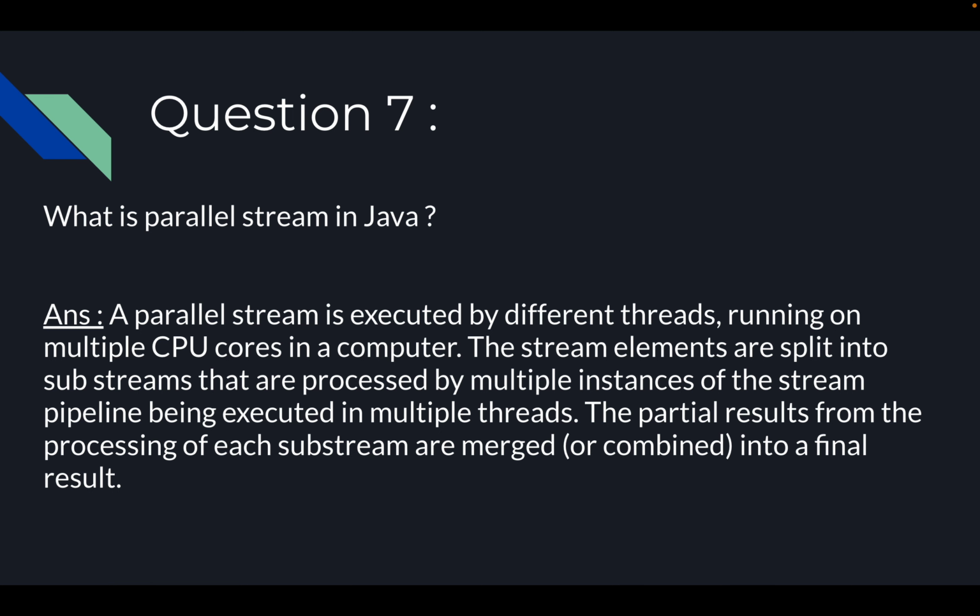Question number 7. What is a parallel stream in Java? The answer is a parallel stream is executed by different threads running on multiple CPU cores in a computer. The stream elements are split into substreams that are processed by multiple instances of the stream pipeline being executed in multiple threads. The partial results from the processing of each substream are merged or combined into a final result. So this is the short answer for parallel stream in Java.